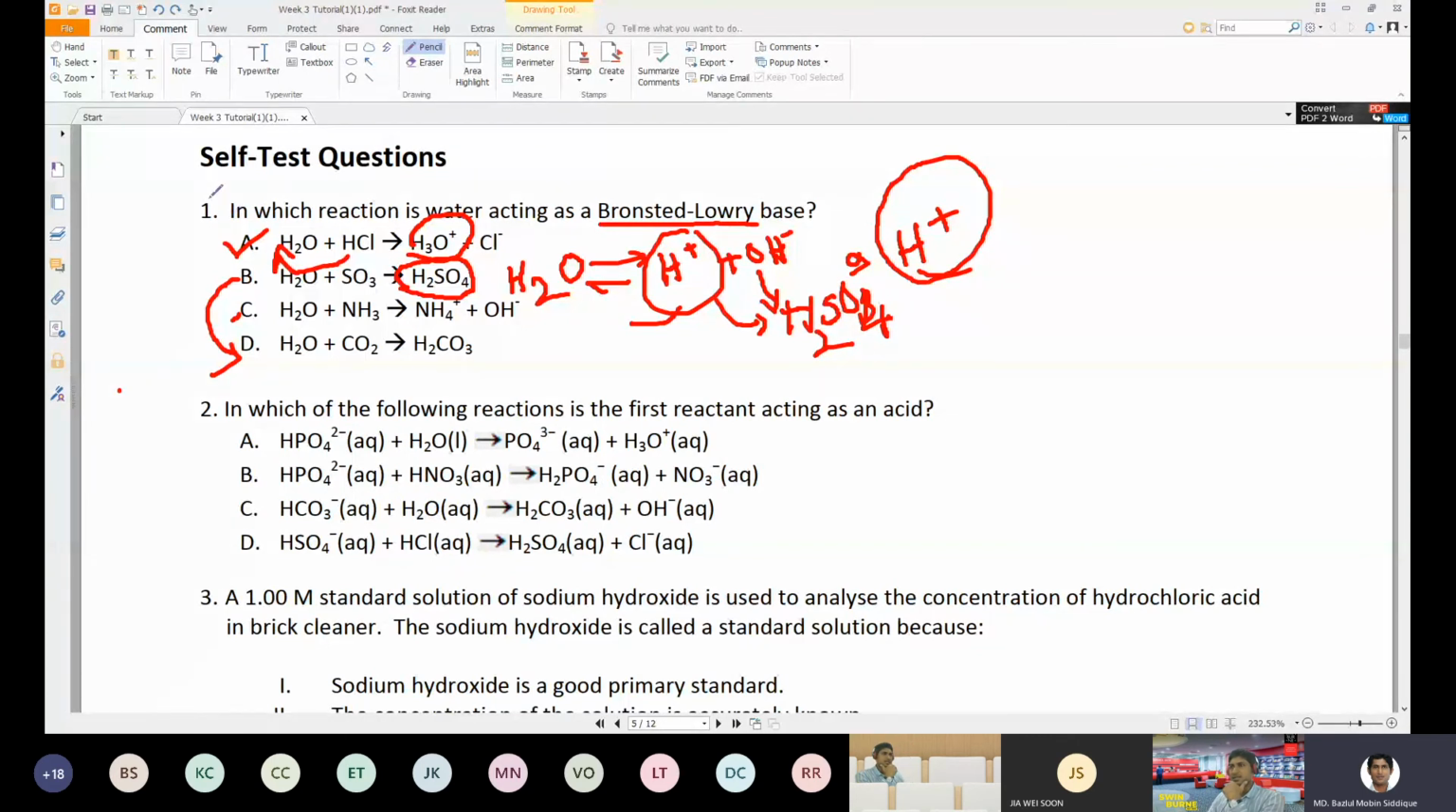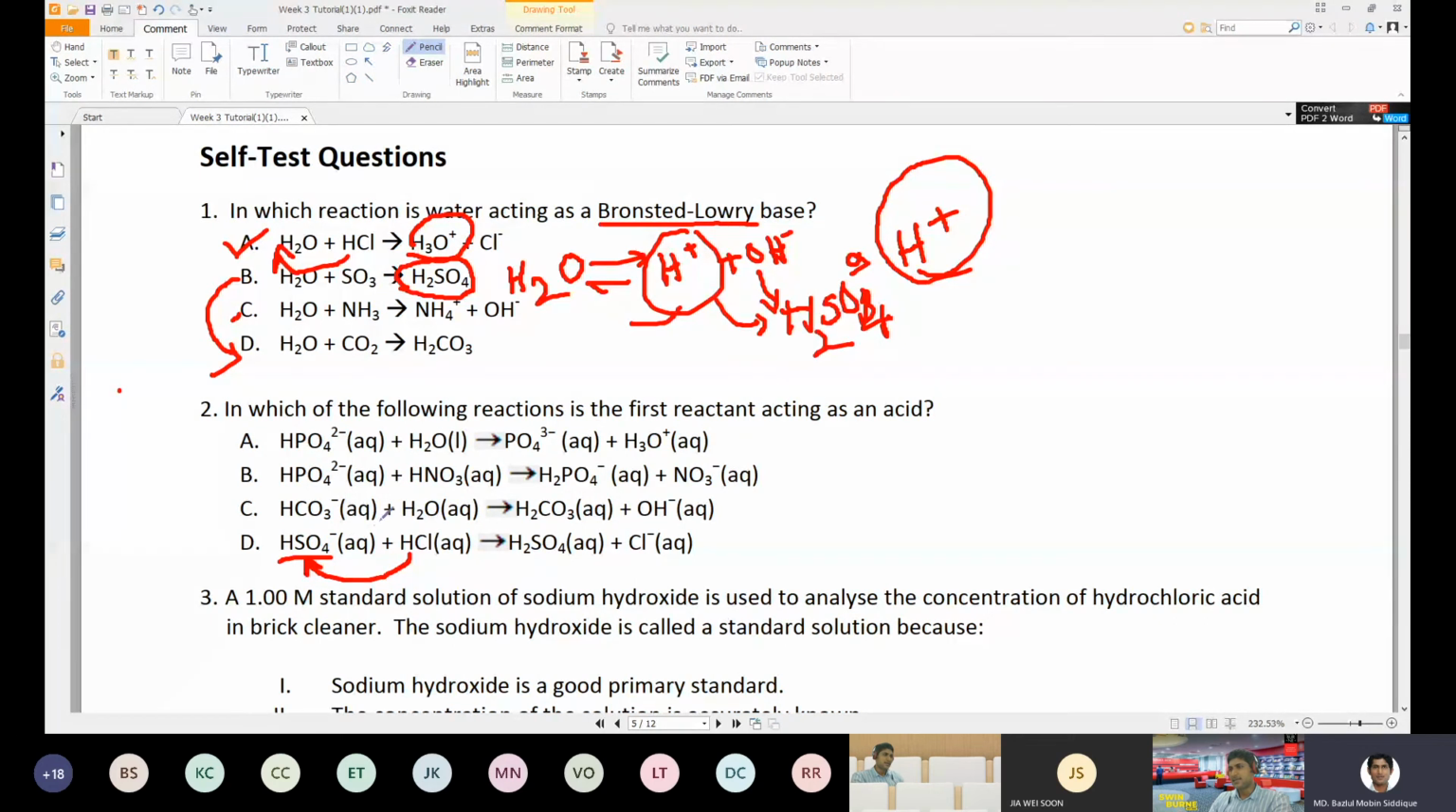For question number 1, we started from A. For question number 2, we started from D. Let's see where you get the answer. In which of the following reactions is the first reactant acting as an acid? Acid means it is supposed to give a hydrogen ion or proton. So in this case, HCl is giving a hydrogen ion to this HSO4-, right? So that means this is not an acid, rather it's a base because it is taking a hydrogen ion.